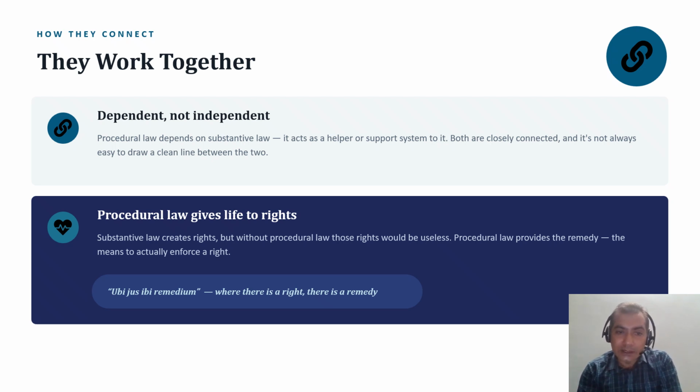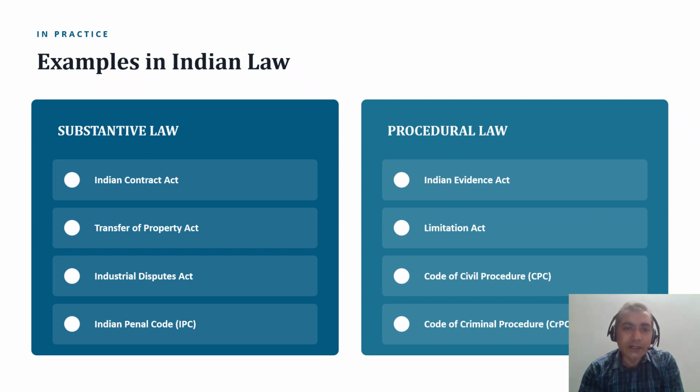So there is the maxim ubi jus ibi remedium, which means where there is a right, there is a remedy. Examples of substantive law in India: the Indian Contract Act, Transfer of Property Act, Industrial Disputes Act, IPC, which is now BNS. Examples of procedural law: the Indian Evidence Act, Limitation Act, CPC, the Code of Civil Procedure, and CrPC, which is now BNSS.